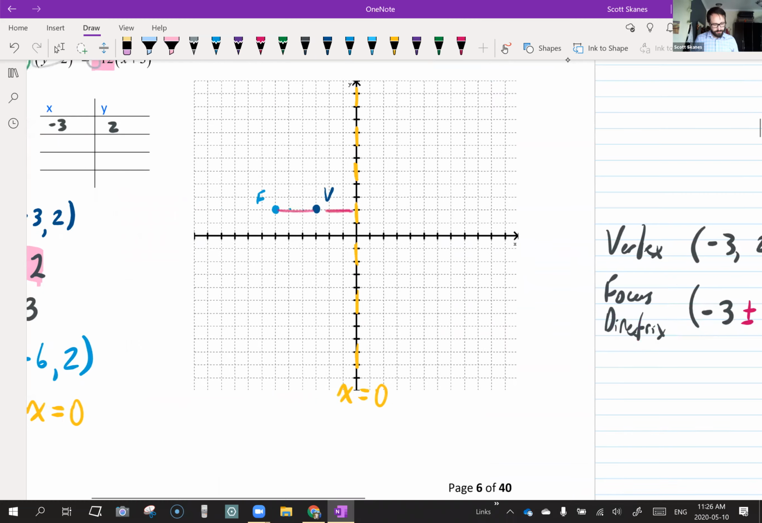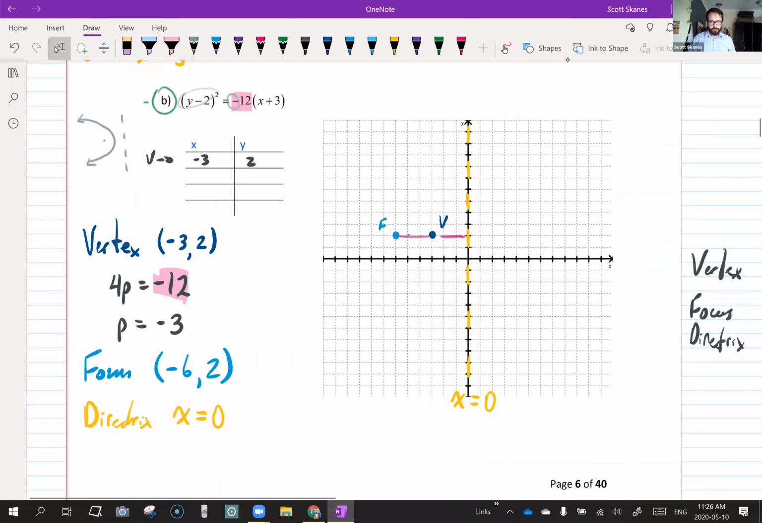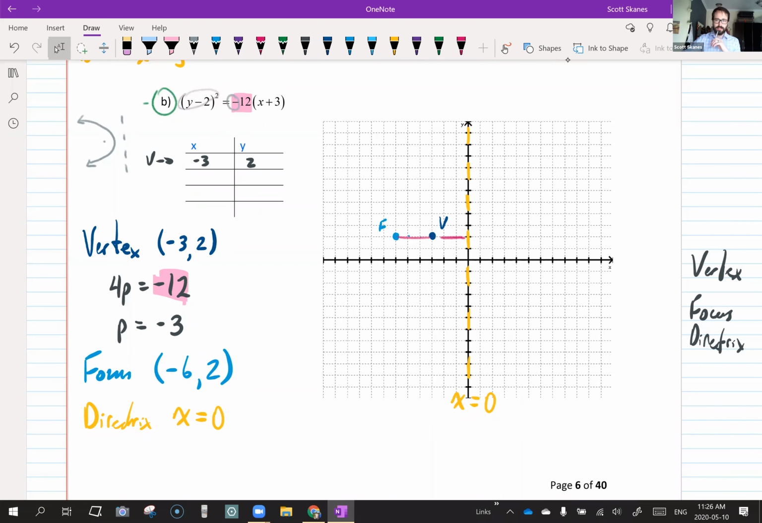Okay, so let's fill in our table of values. I did this ahead of time. I know what nice x values and y values I would choose because I don't want to get fractions. But basically, we need to put a point up here somewhere and a point down here somewhere so that we can see how big this is.